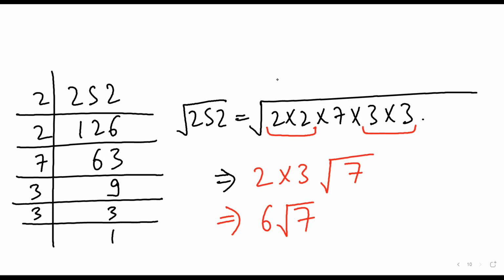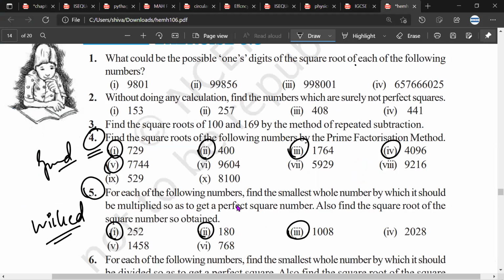Now, Mr. Aryaman, what do you suggest? If we want to take the 7 out, what should we do? So then we'll have to find the square root of 7. I'm sorry? We'll have to find the square root of 7. Okay, let us try to understand the question again. For each of the following numbers, find the smallest whole number by which it should be multiplied so as to get a perfect square number.